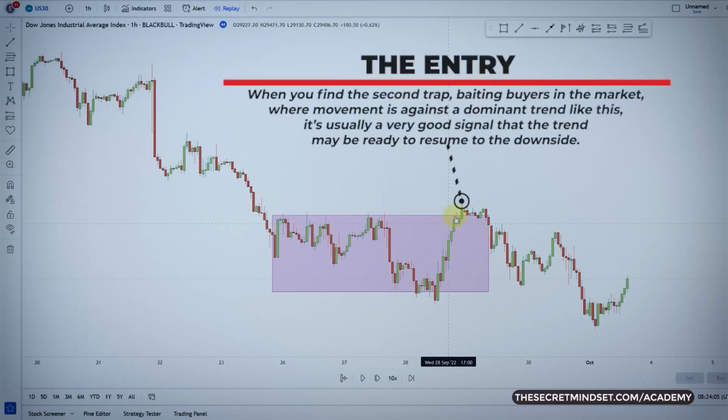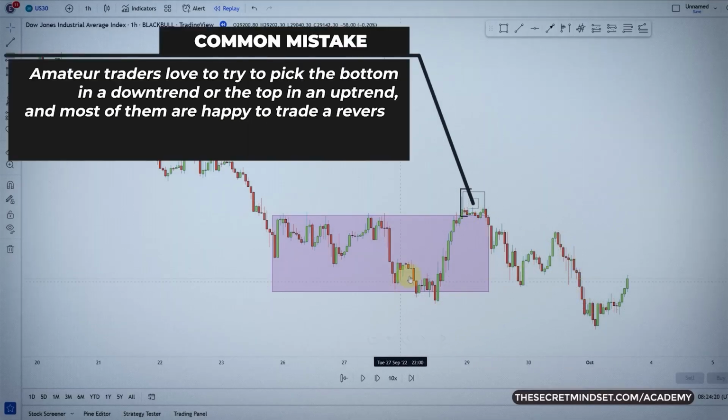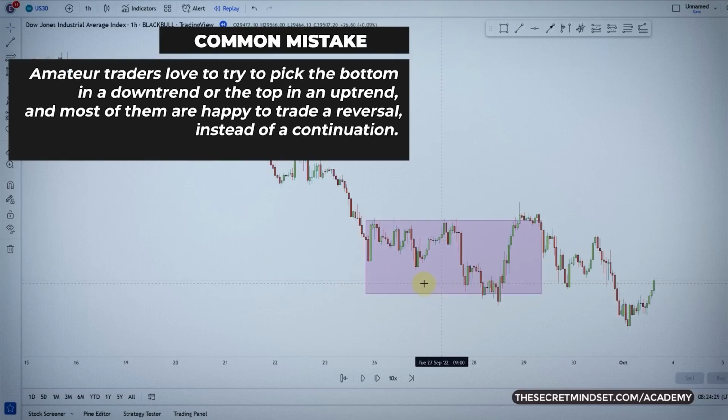When you have the second trap, baiting buyers in the market, where movement is against the dominant trend like this, it's usually a very good signal that the trend may be ready to resume to the downside. Amateur traders love to try to pick the bottom in a downtrend or the top in an uptrend, and most of them are happy to trade a reversal instead of a continuation.